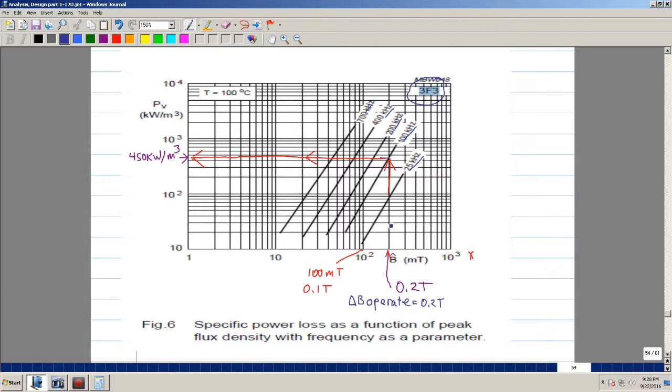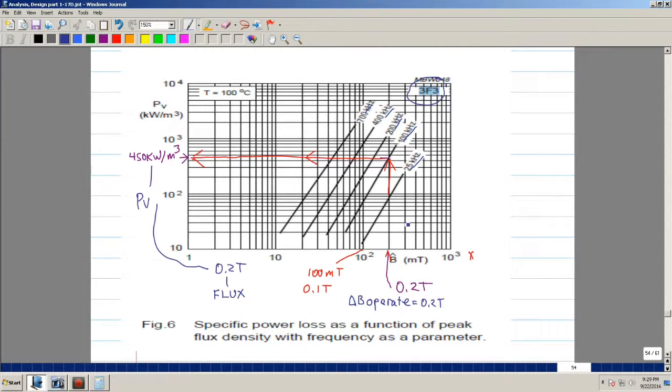So you come up here, and you notice it intersects right there. And this is 10, 100, 100, 2, 3, 4. So it's about 450 going across. So it's 450 kilowatts per meter cubed. So you get that value. This is your PV value based on a flux of 0.2 Tesla. Remember, this is the flux that you're operating your transformer at.